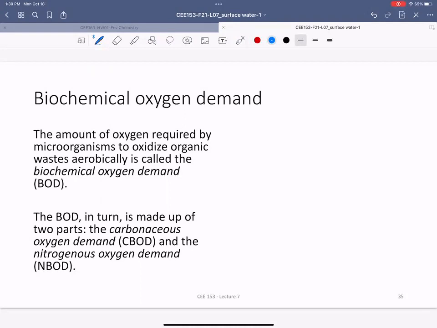So again, there are two parts of oxygen demand. If carbon, CO2, this is just a source of carbon. That could be any chemical, okay? So this is called carbonaceous oxygen demand, okay? So this is carbonaceous.